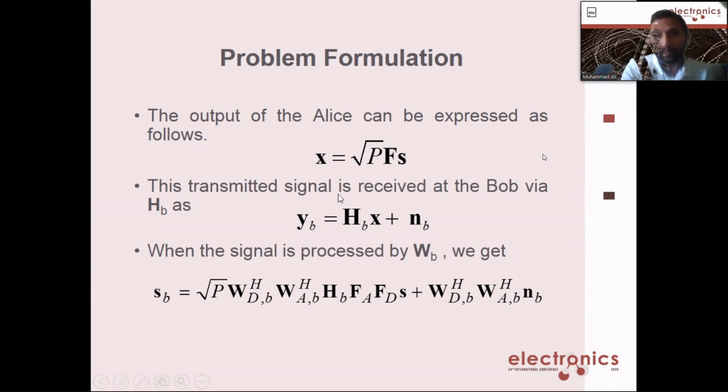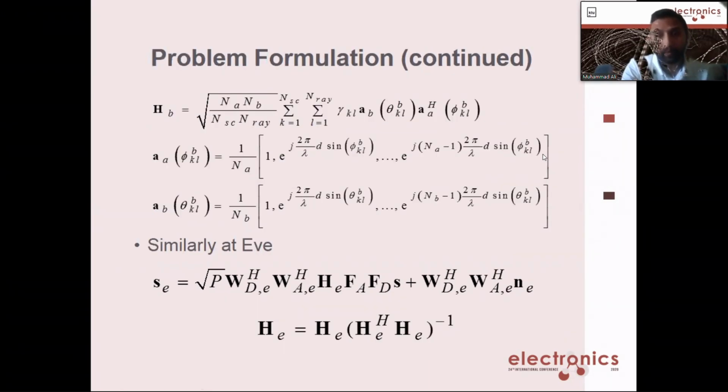So let's start: the signal X is the output of the transmitter. When this signal is received at Bob's side through the channel HB, we get YB. When this YB signal is processed with the combiner at the intended receiver side, we get the SB equation. In the SB equation, HB is the channel from the transmitter to the receiver, and the small a with subscripts B and A represent the array response vectors at the transmitter and receiver side, whereas phi and theta are the angle of departure and angle of arrival at the transmitter and receiver side.